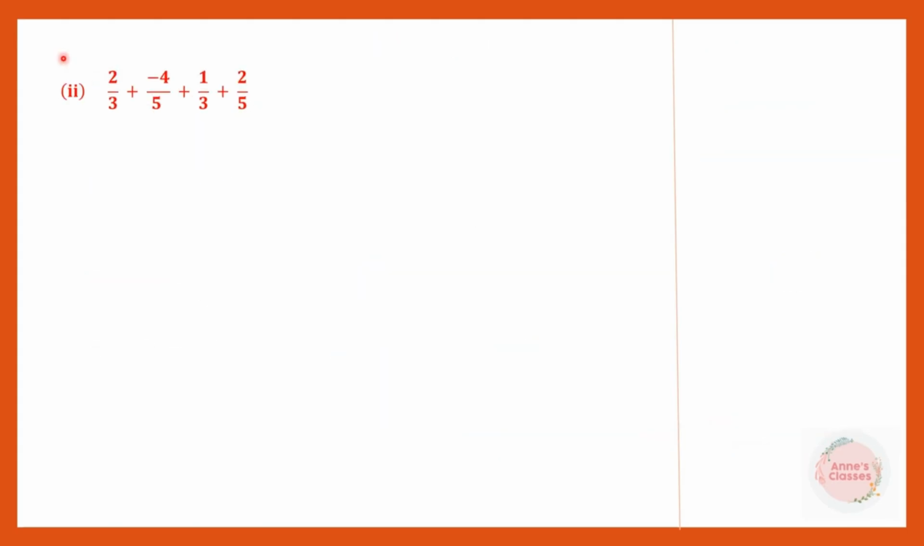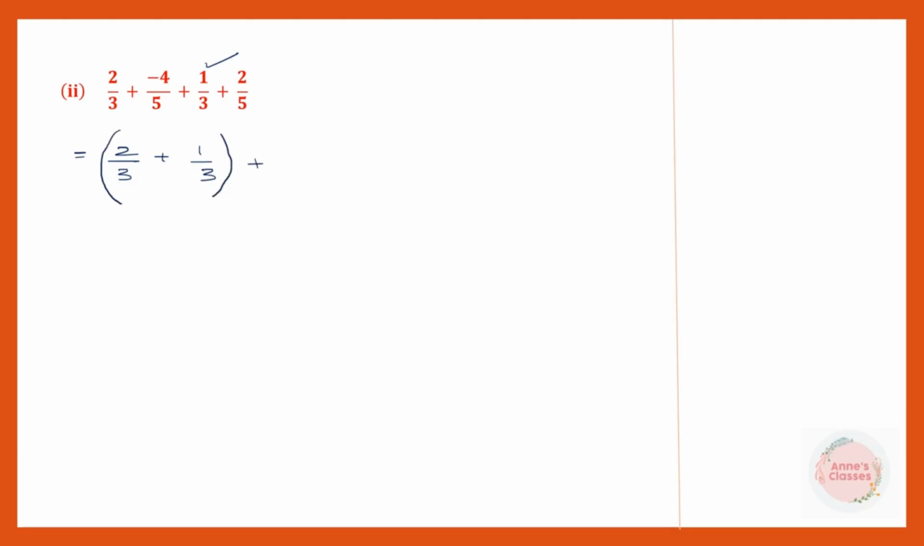Question 2. Here also we have 4 rational numbers. Look out for rational numbers that have the same denominator and put them into groups. So here we have 2 by 3, and which is the other rational number with the denominator 3? It's plus 1 by 3. So plus 1 by 3. This is the first group.